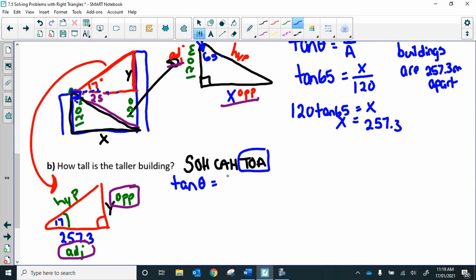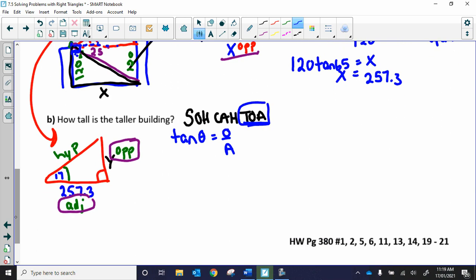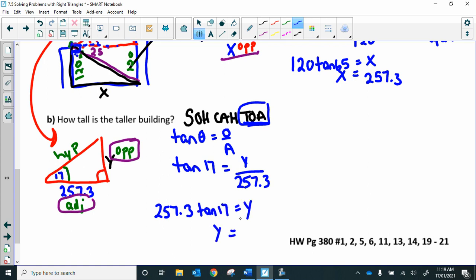So tan is O over A. I write it just in the same order that I see it. I'm going to sub in everything I know. So I know my angle is 17. My opposite value is y. That's what I want to try to find. And my adjacent is 257.3. So if you want to get y all by itself, you're going to take that 257.3 and multiply it on the other side. And then you just plug that into your calculator and see if you can get the right answer.